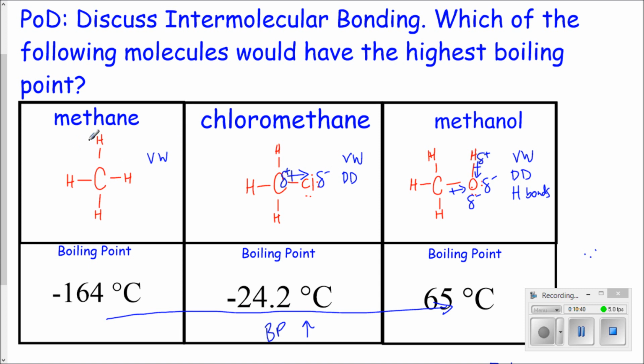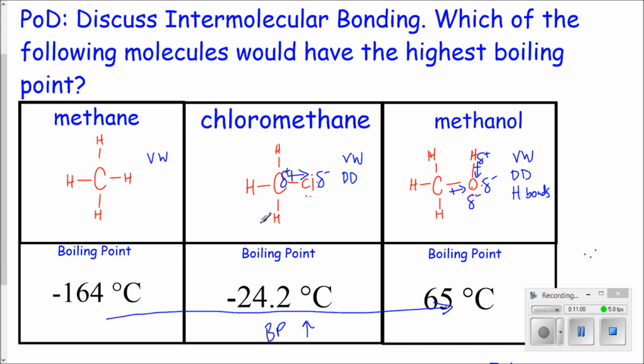The first thing we notice is no dipoles in methane, no electronegative atom bonded to hydrogen, so we can say it just has van der Waals, and van der Waals is the weakest force, so it's not held together very well. If you have a billion methanes, they're not going to stick together. So the boiling point is negative 164. You don't need a lot of energy to separate them.